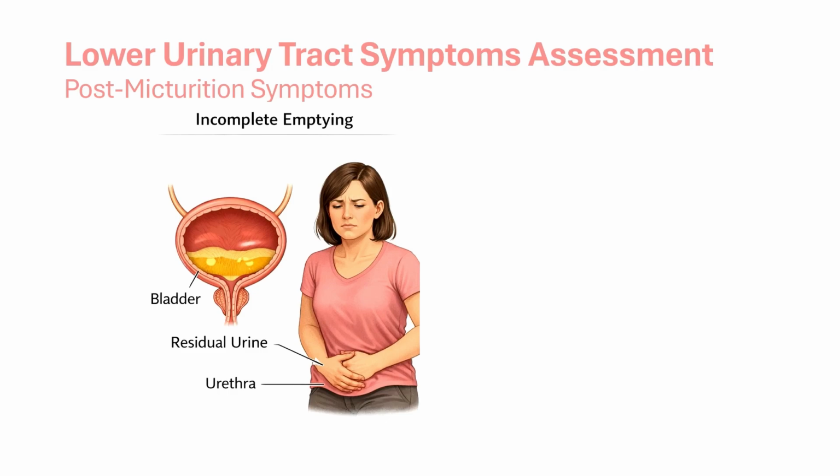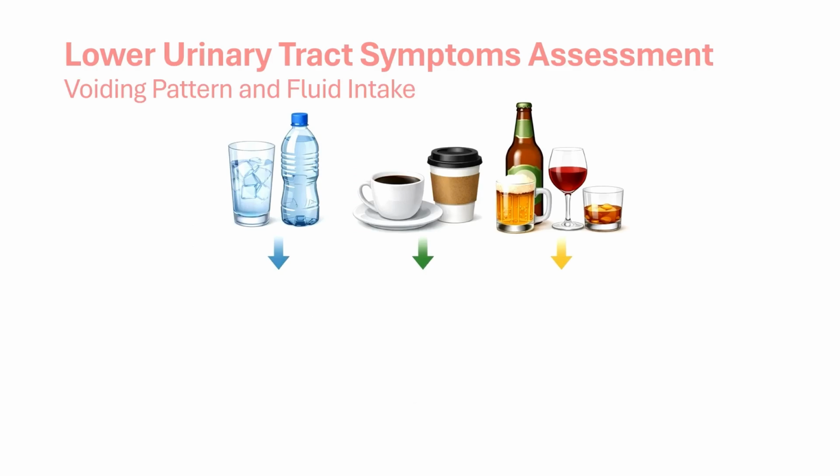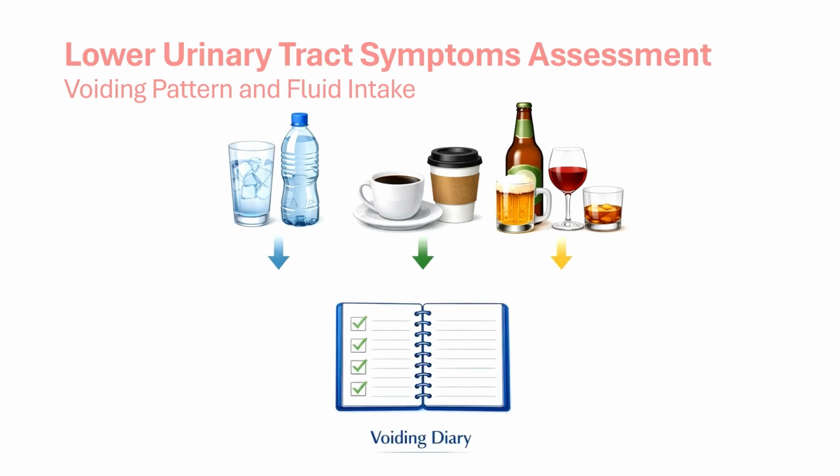Post-micturition symptoms. These are symptoms that occur after urination: a sensation that the bladder hasn't fully emptied, post-micturition dribbling. Voiding pattern and fluid intake: daily fluid intake, caffeine, alcohol consumption should be recorded in a voiding diary.